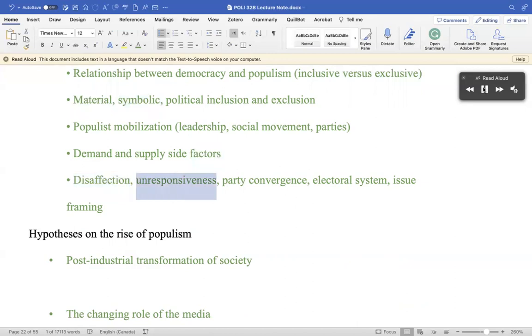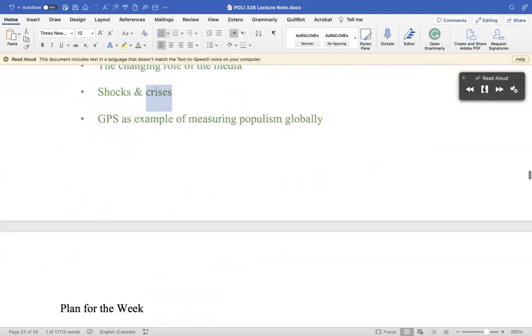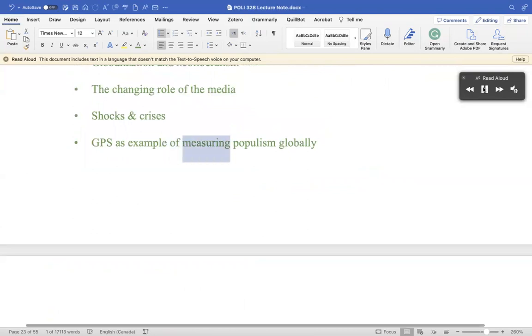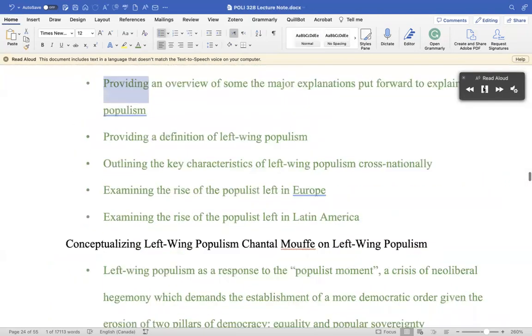Disaffection, unresponsiveness, party convergence, electoral system, issue framing. Hypotheses on the rise of populism: post-industrial transformation of society, globalization and neoliberalism, the changing role of the media, shocks and crises. The Global Populism Database as an example of measuring populism globally.